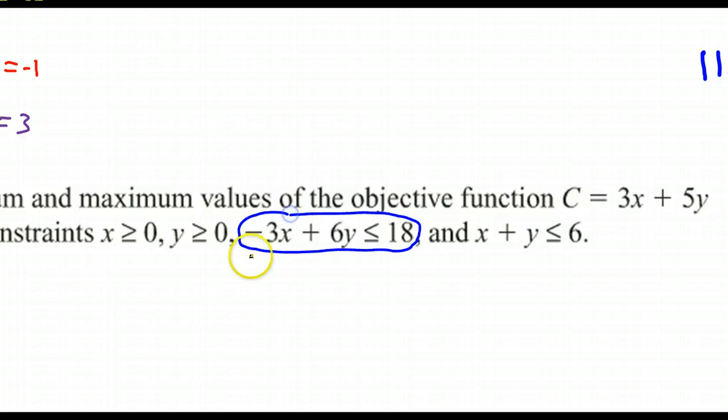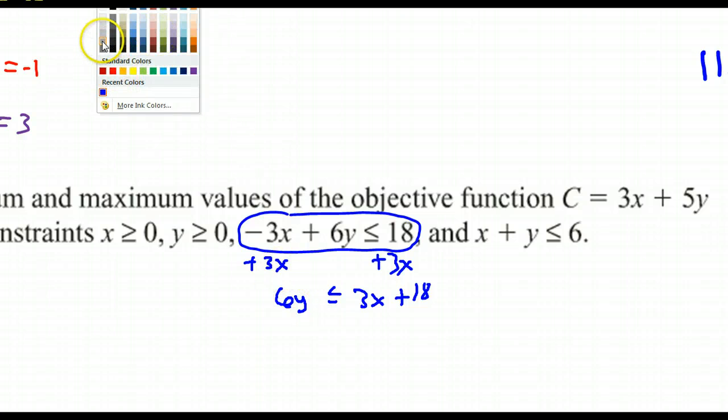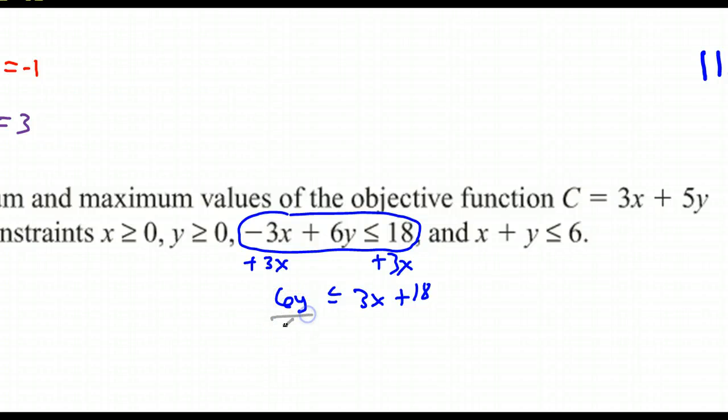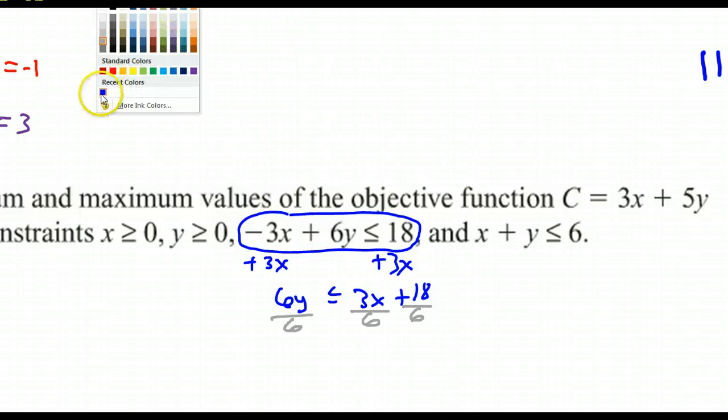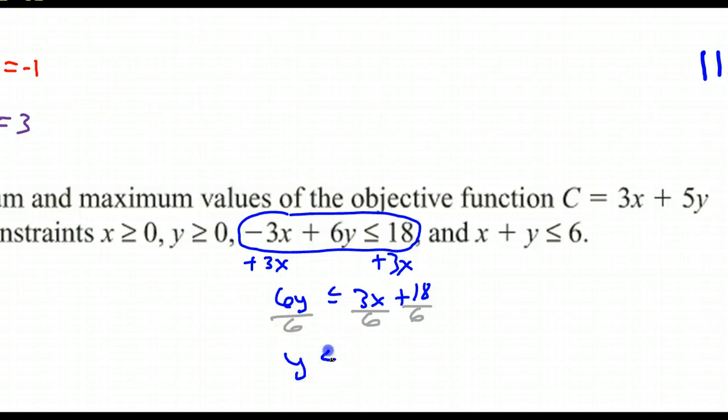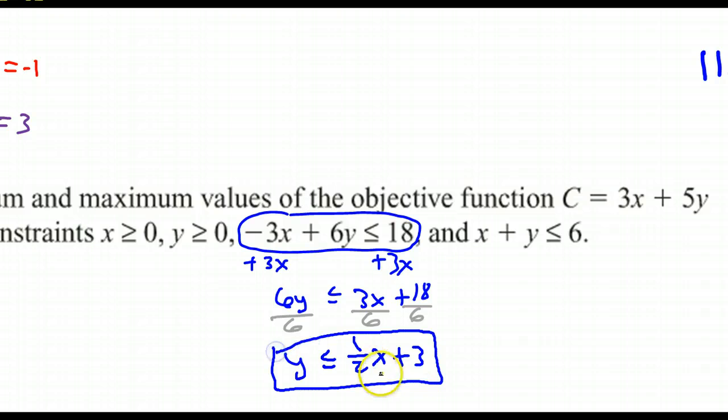And we need to get y by itself. So let's add 3x to both sides. So that'll give me 6y is less than or equal to 3x plus 18. But then I need to divide everything by 6. So divide by 6. So that's going to give me y is less than or equal to 1/2 x plus 3. Alright, so that's my first equation.